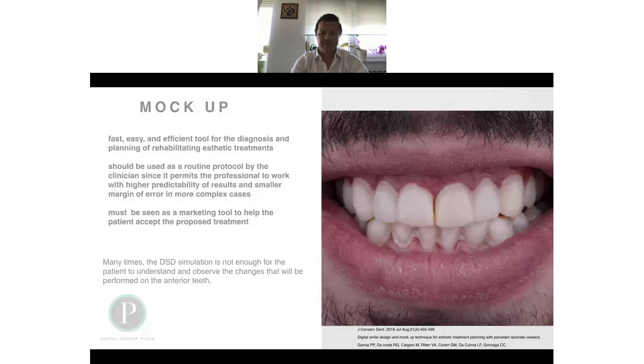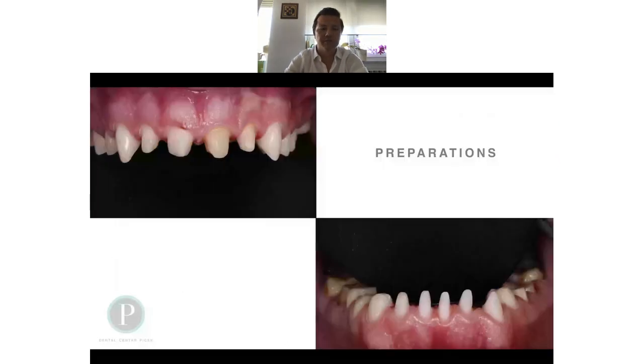If you send him cell phone pictures of his DSD smile, it may be good on the pictures, but if you finish your therapy, then there could be some problem: I didn't imagine it would look like that, I thought so when you showed me the pictures. To avoid these problems, I think it's necessary to do both approaches, but the mock-up is for me very important.